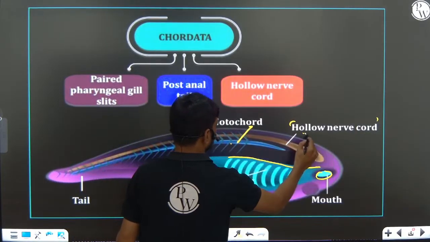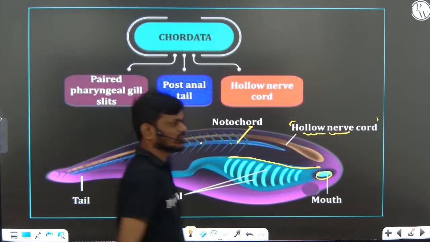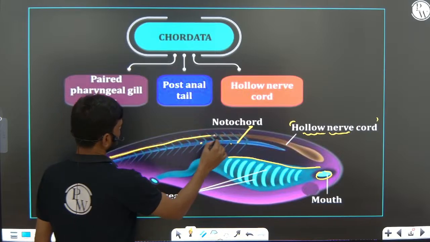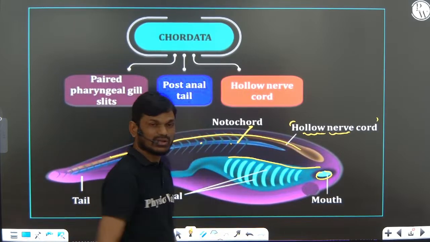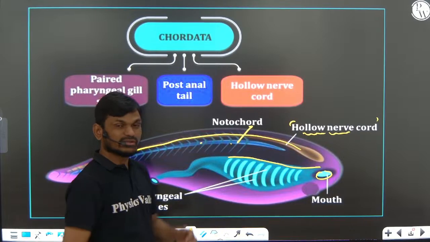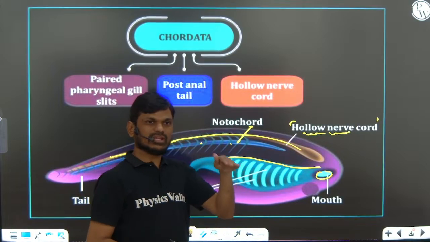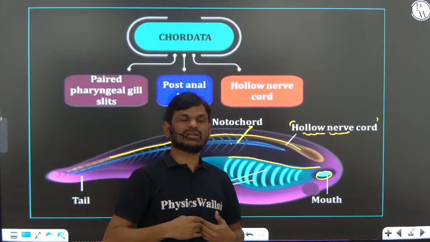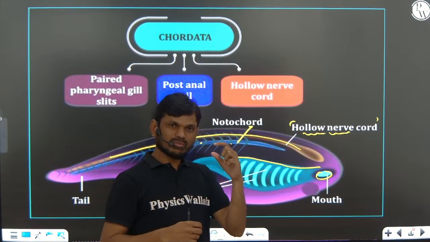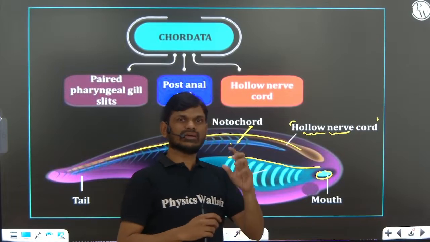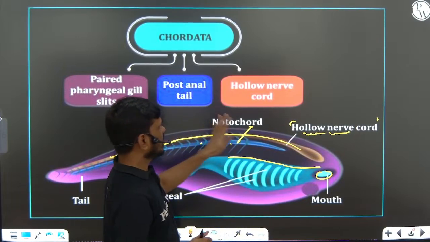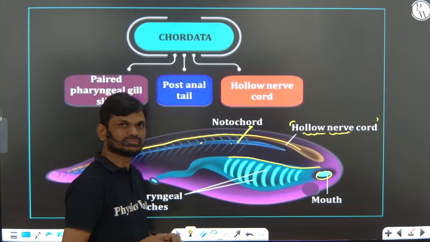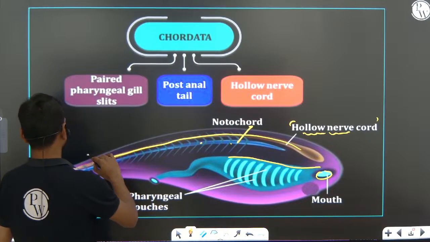Next one, the hollow nerve cord. You can see this yellow colored structure. The hollow nerve cord is present on the dorsal side. In invertebrates, the nerve cord is present on the ventral side, that is a double ventral solid nerve cord. But here the hollow nerve cord is present on the dorsal side of the animal body.